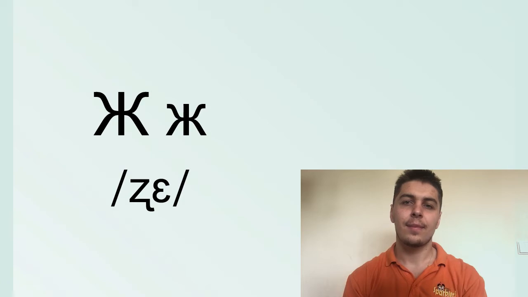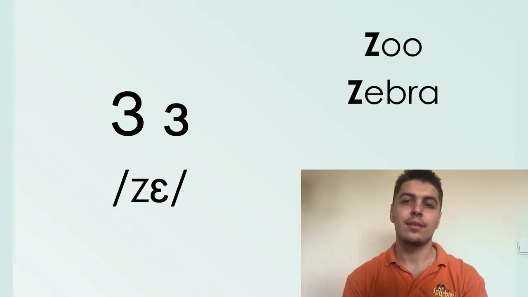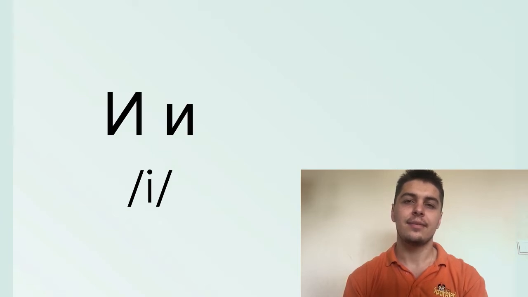Zh, j, pleasure, usual. Za, z, zoo, zebra. E, like in the word meat.